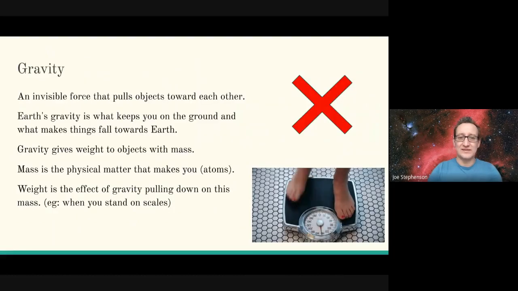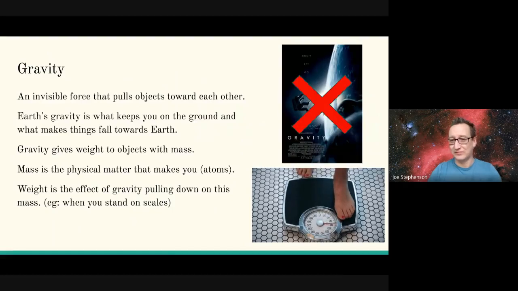Now, gravity, and what I mean by this is not the awful film with Sandra Bullock.